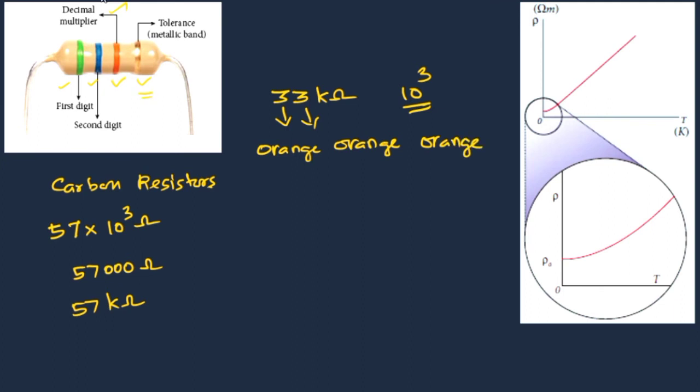இந்த கடைசி பார்த்தீங்கன்னா tolerance. Tolerance-ஐ பொறுத்த வரைக்கும் gold-ஆக இருந்துச்சுன்னா, இப்போ இது gold color, gold-ஆக இருந்துச்சுன்னா உங்களுக்கு 5% tolerance. Silver-ஆக இருந்ததுன்னா silver means 10% tolerance. No color-ஆக இருந்ததுன்னா கண்டிப்பாக உங்களுக்கு 20% tolerance வரும். இது கண்டிப்பாக நீங்கள் தெரிஞ்சுக்க வேண்டியது.